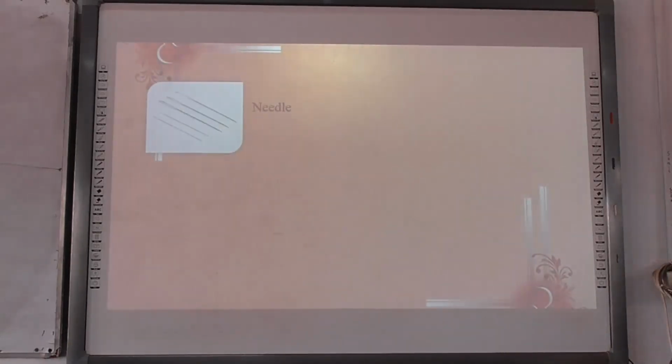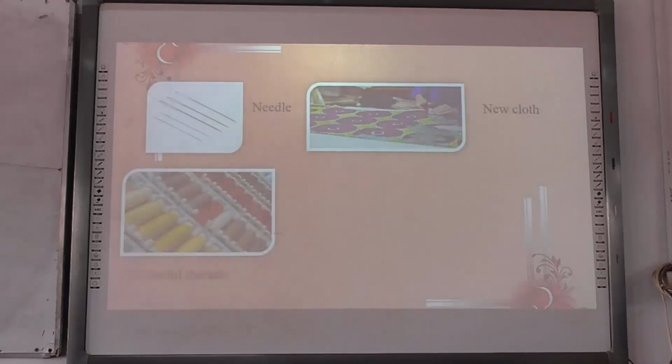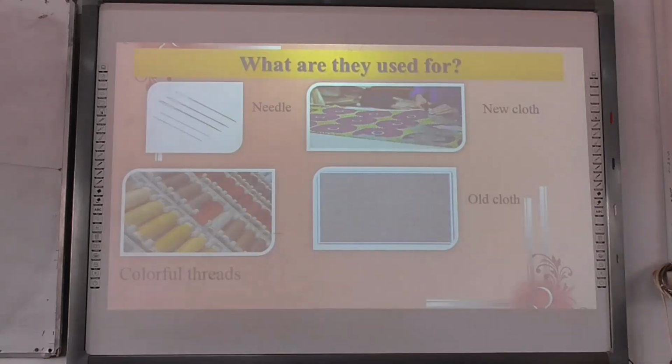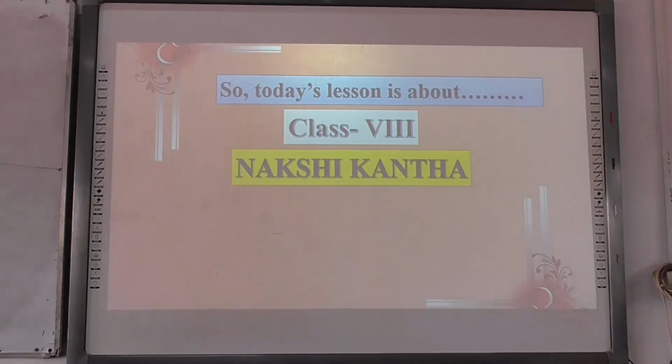So, needle, new cloth, colorful threads, old cloth. What are they used for? They are used for making Nakshi Kantha. And our today's lesson is about Nakshi Kantha, Unit 1, Lesson 2. Let's go to the loud reading of the text.